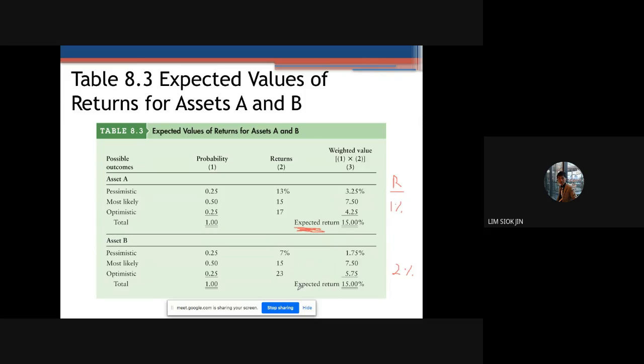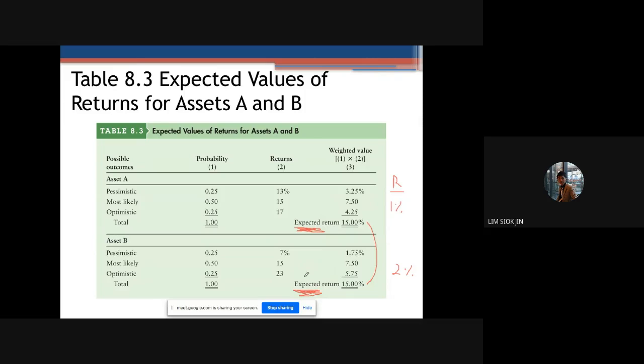You don't know what the risk is. This is expected. This is what you guess. So if you guess that the return is the same, it's the same. You do not know which is better because the return is the same. But if you look at the risk, if your risk is 1%, it means your expected return could be higher or lower by 1%.